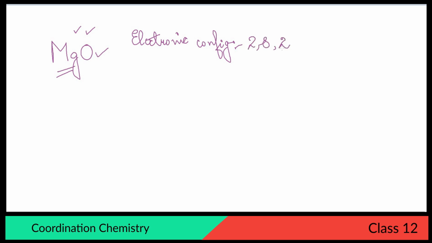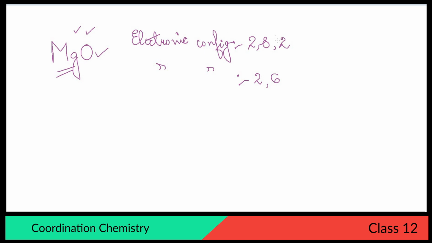Because magnesium has an atomic number of 12, right? Similarly, the electronic configuration for oxygen would be 2, 6. How do I know? Because the atomic number is 8, right? So, the first shell would have 2 electrons and the second shell would have 6 electrons.